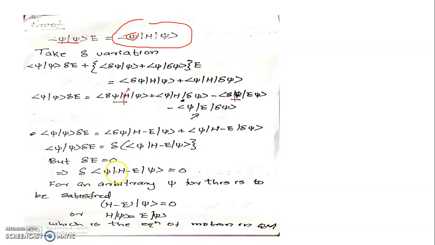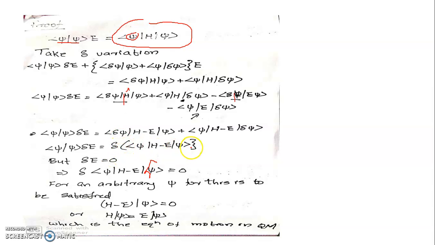So the delta variation of ⟨ψ|H − E|ψ⟩ equal to 0 is to be satisfied for an arbitrary choice of ψ. That is possible if and only if (H − E) operating over |ψ⟩ equals 0. It has two different manifestations: (H − E) operating over the vector in the ket space equals 0, and (H − E) operating over the vector in the adjoint ket space also equals 0.